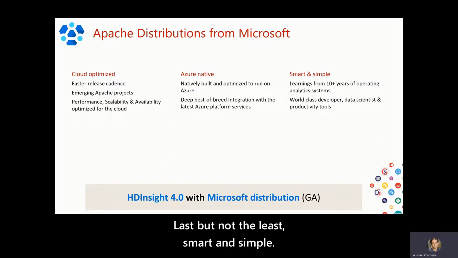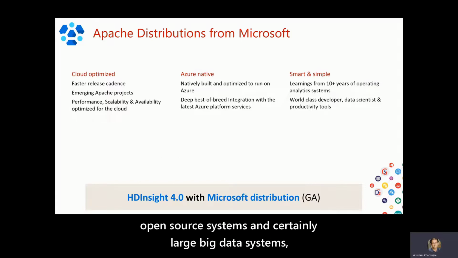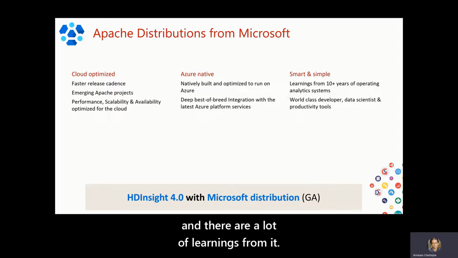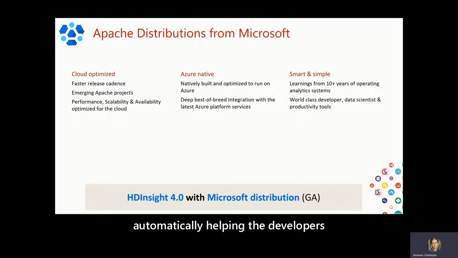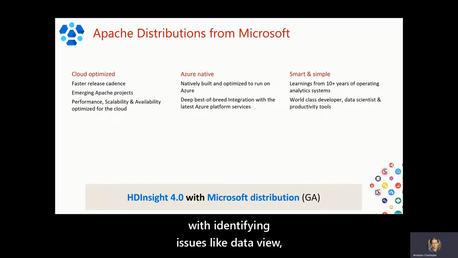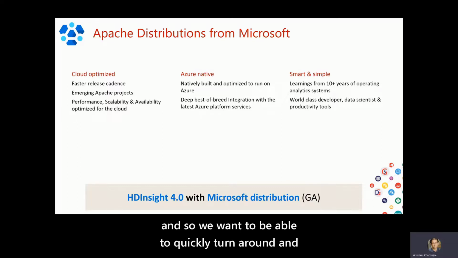Last but not the least, smart and simple. Now, Microsoft has had a long history of running open source systems, and certainly large big data systems. And there are a lot of learnings from it. A lot of it has to do with automatically helping the developers with identifying issues like data skew, for example, job playback. So in the area of monitoring, troubleshooting, debugging, we have learned a lot. And so we want to be able to quickly turn around and offer those capabilities to our customers.